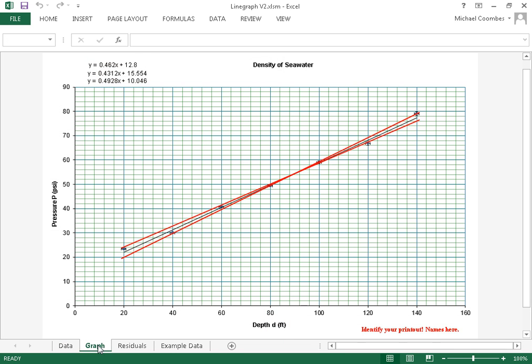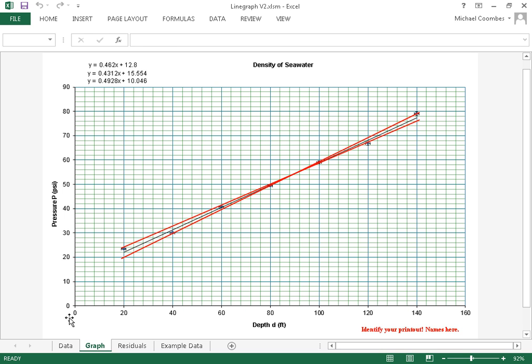Let's look at our graph again. Over here, we've got the dark line. That's the so-called best fit. And the red lines are extreme lines that can also fit the data. These are the equations of those lines.